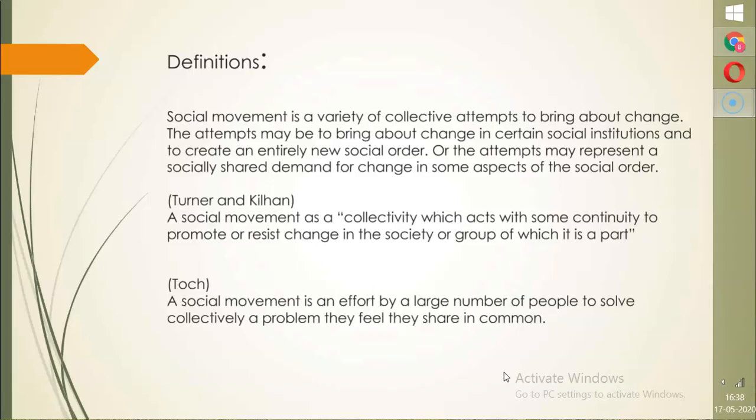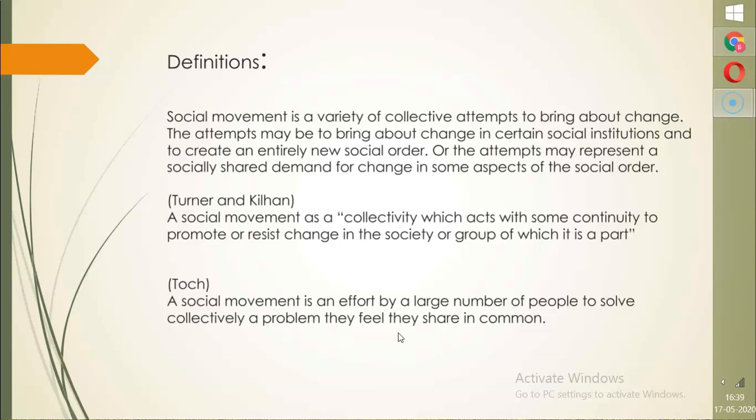Or if you want to create an entirely new social order, then it will require the support of the masses, the support of the entire community, the support of the entire society, and there should be a socially shared demand for change. Now look at the second definition here. A social movement is an effort by a large number of people to solve collectively a problem they feel they share in common. So the feeling is very important. The feeling of belongingness, the feeling of collectivity is very important.